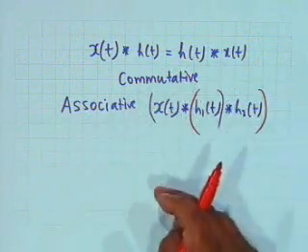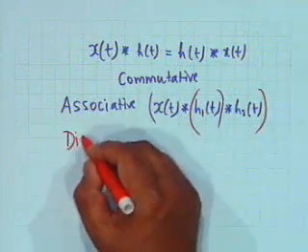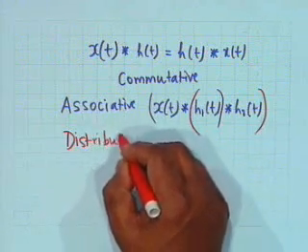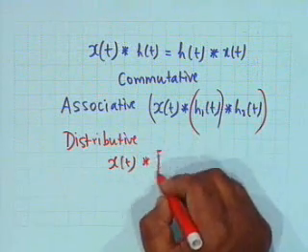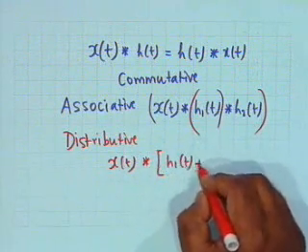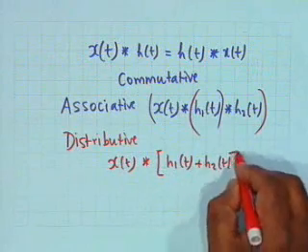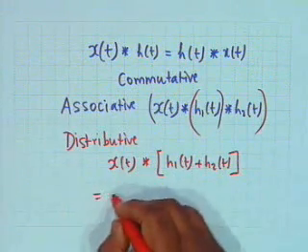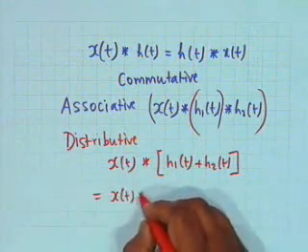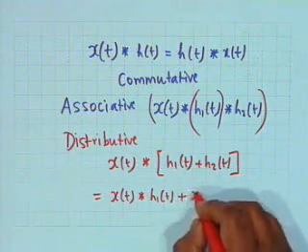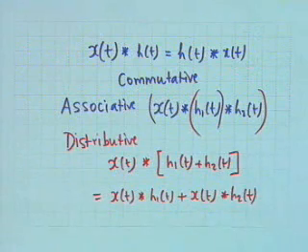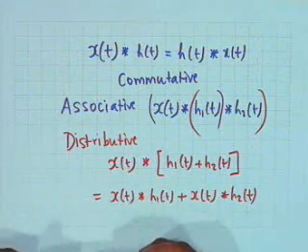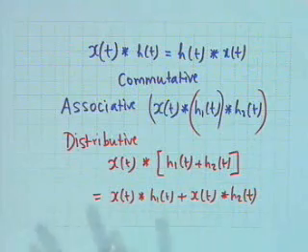So it is associative. Convolution is also distributive. That is, if x of t is to be convolved with the sum of a number of functions, 2 have been shown, then it is equal to x of t star h1 of t plus x of t star h2 of t. That is the distributive property of convolution functions. We have shown with 2, it can be applied to more than 2.